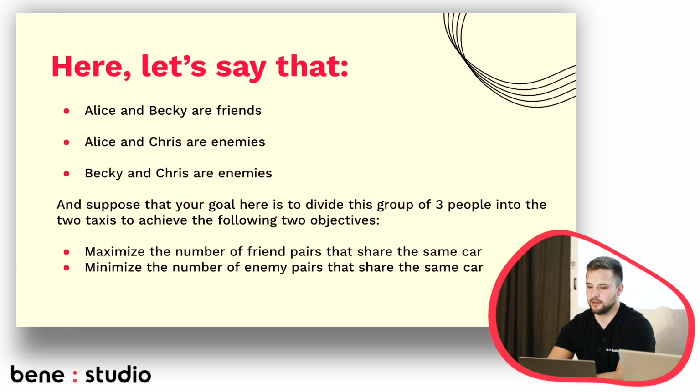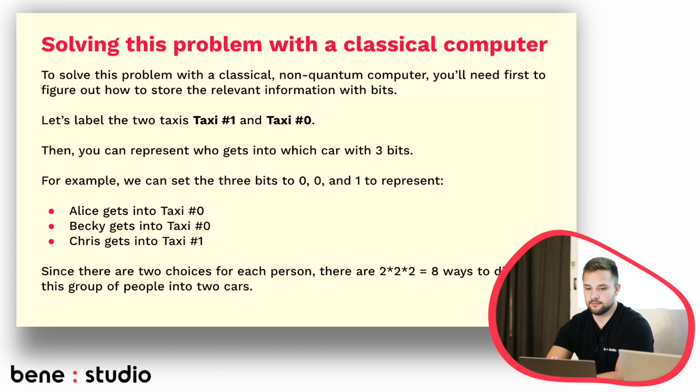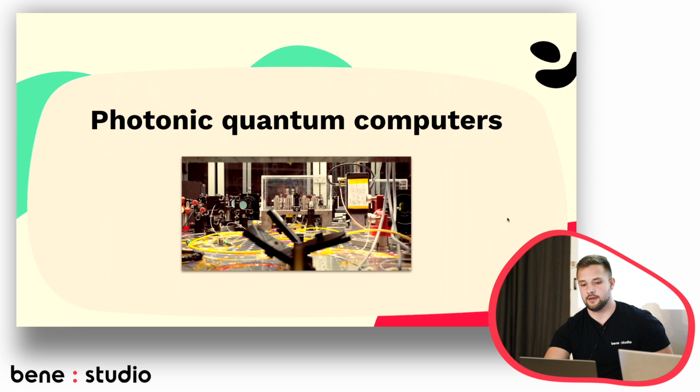Let's first think about how we would solve this problem with a classical computer. First of all, we need to figure out how we want to store the relevant information with bits. We can label the two taxis with taxi number 1 and taxi number 0. Then we can represent who gets into which car with 3 bits.